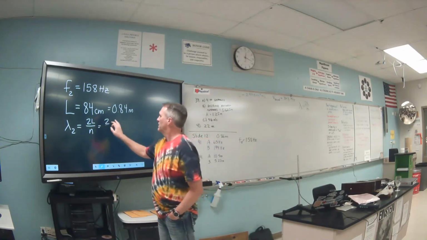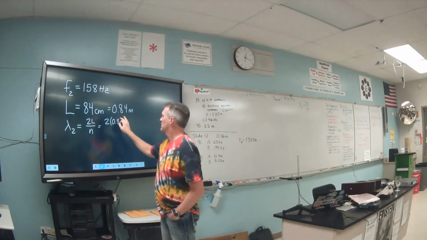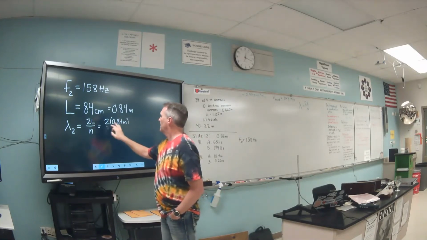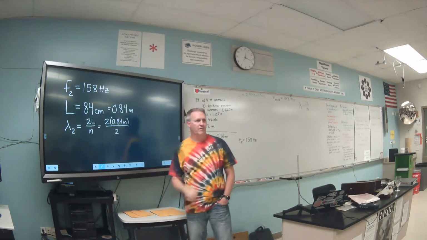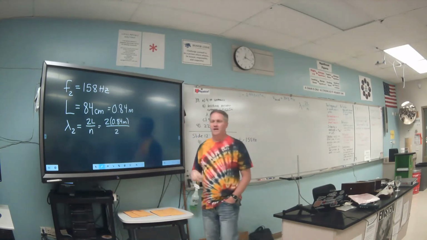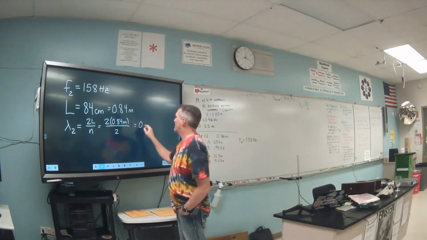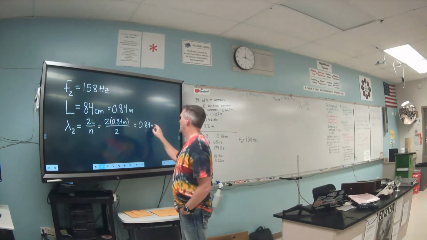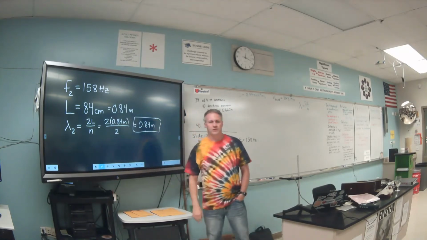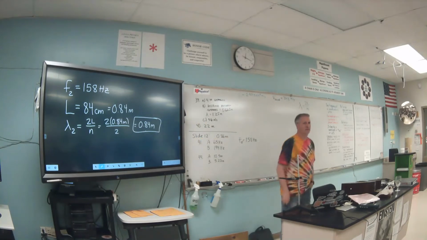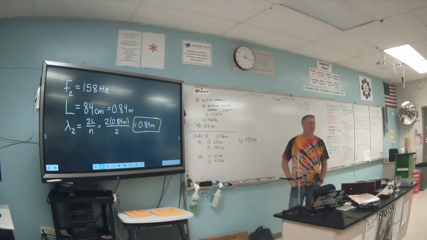L is 0.84 meters. n is 2, because I'm dealing with the second harmonic. The 2's cancel out. It turns out that that particular wavelength is the same as the length of the string, which is what happens when it's the second harmonic. So I know what the wavelength is.